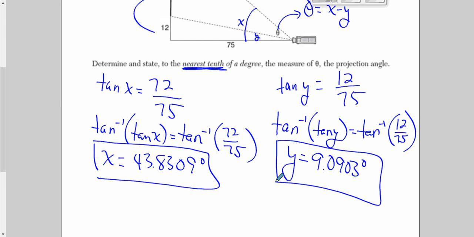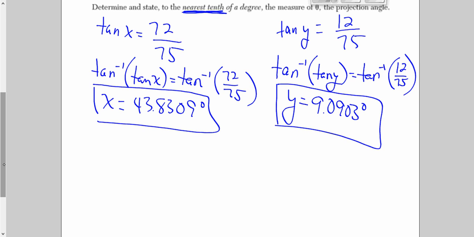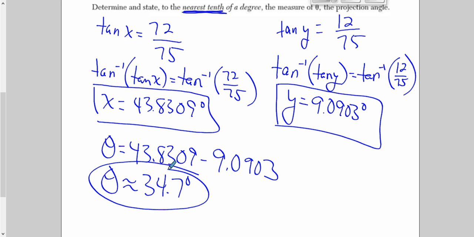Okay? When I find partial answers, I like to put a box around it so when I go back to use them, I can spot them immediately, right? All right, so now theta, very simply, is just X minus Y. 43.8309 minus 9.0903. So theta is approximately equal to 34.7 degrees. Okay? Any questions on this one? You see where you went sideways maybe? Then you got lucky.